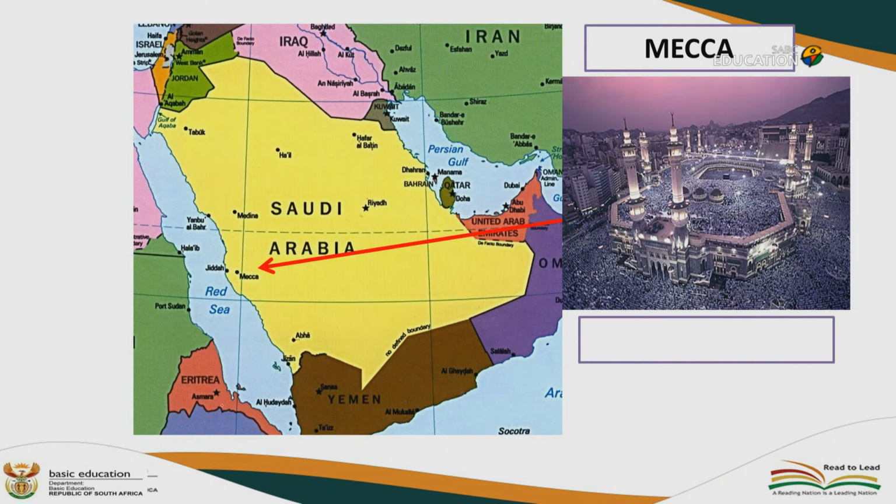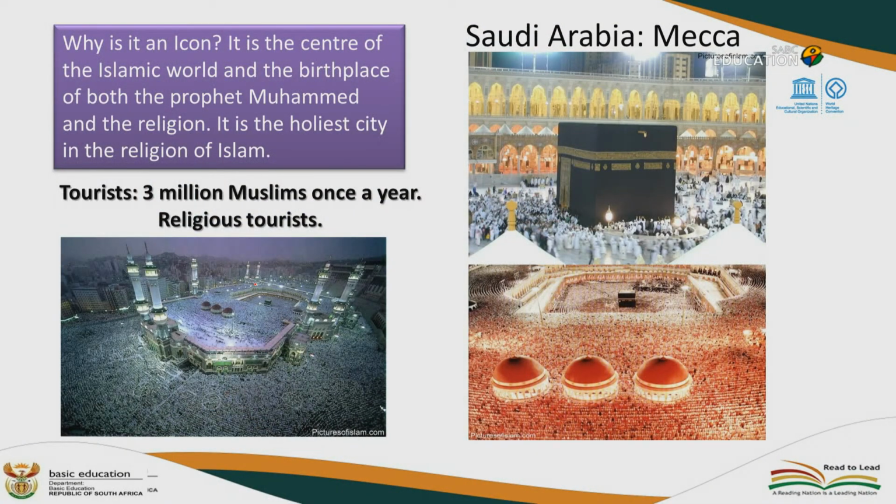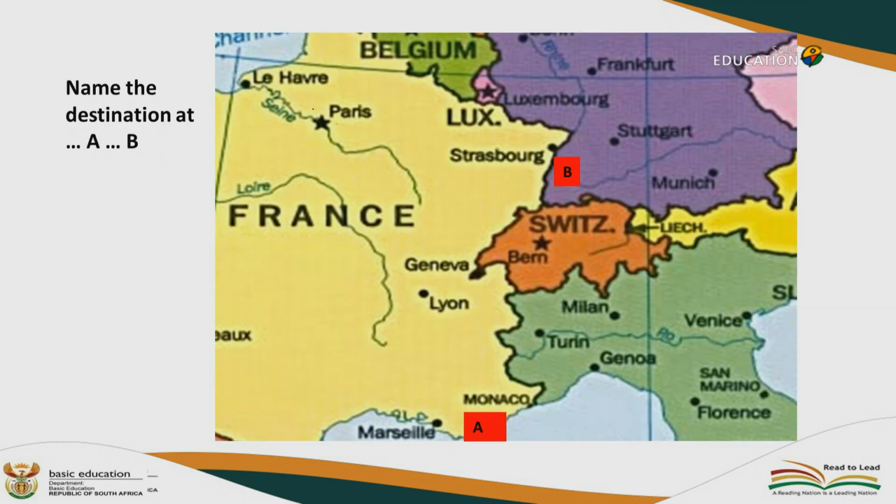This is Mecca. For religious purposes, it is found in Mecca, Saudi Arabia. The history behind Mecca: it is the center of the Islamic world and the birthplace of the Prophet Muhammad. It is a religious purpose icon.